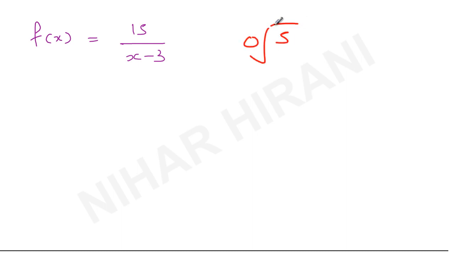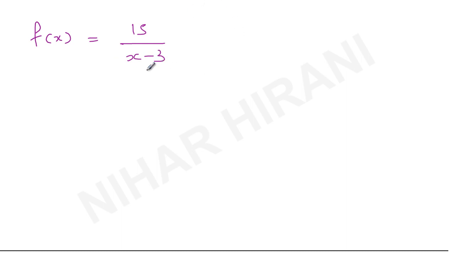Let us say I have f(x) = 15 over (x - 3). Now we already know that a divisor can never be 0. For example, if I say 5 divided by 0, then in mathematics it is undefined. It means the denominator cannot be 0. Make sure that the value doesn't make the denominator 0.